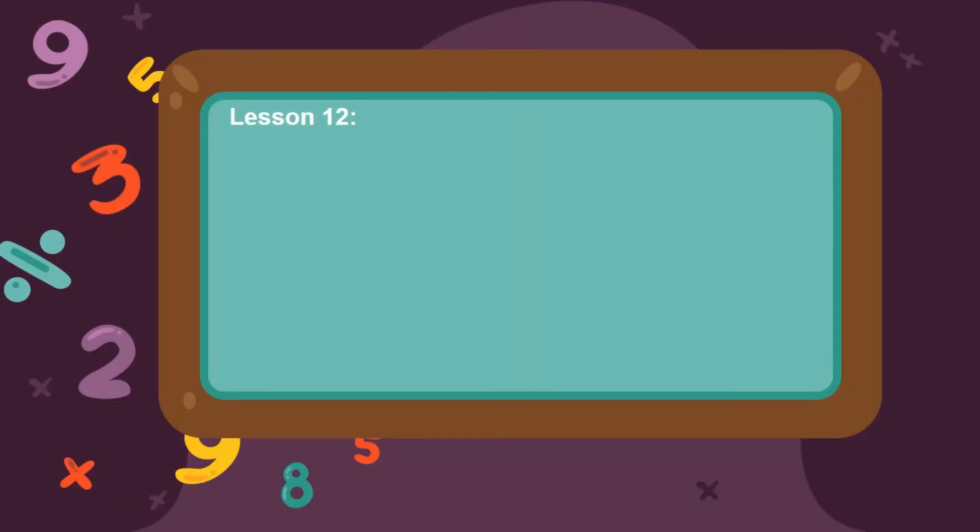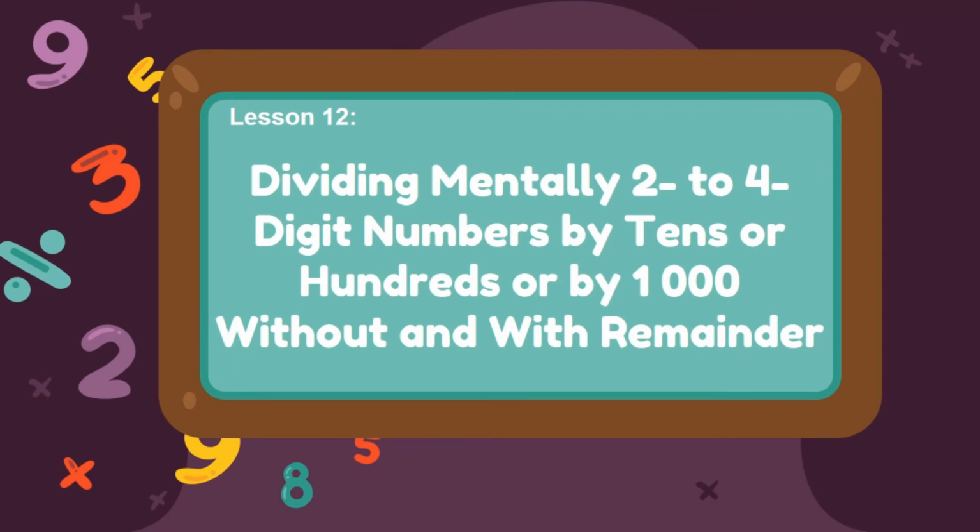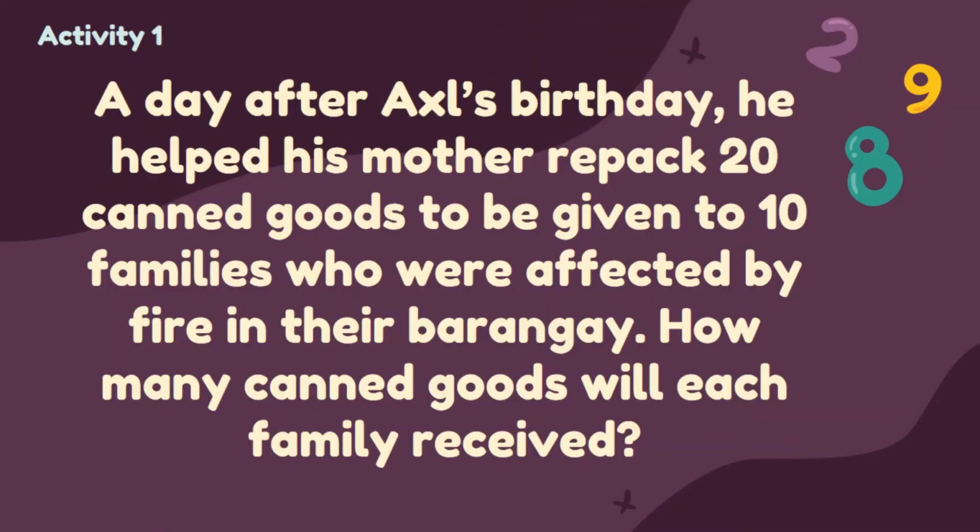For today's discussion, we are going to divide mentally 2 to 4 digit numbers by tens or hundreds, or by 1,000, without and with remainder. To begin with, let's have this activity. A day after Axel's birthday, he helped his mother repack 20 canned goods to be given to 10 families who were affected by fire in their barangay. How many canned goods will each family receive?